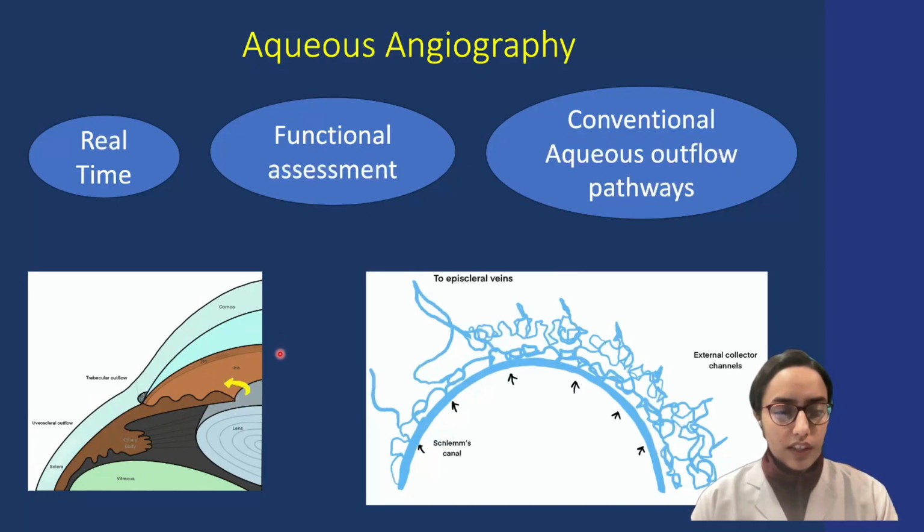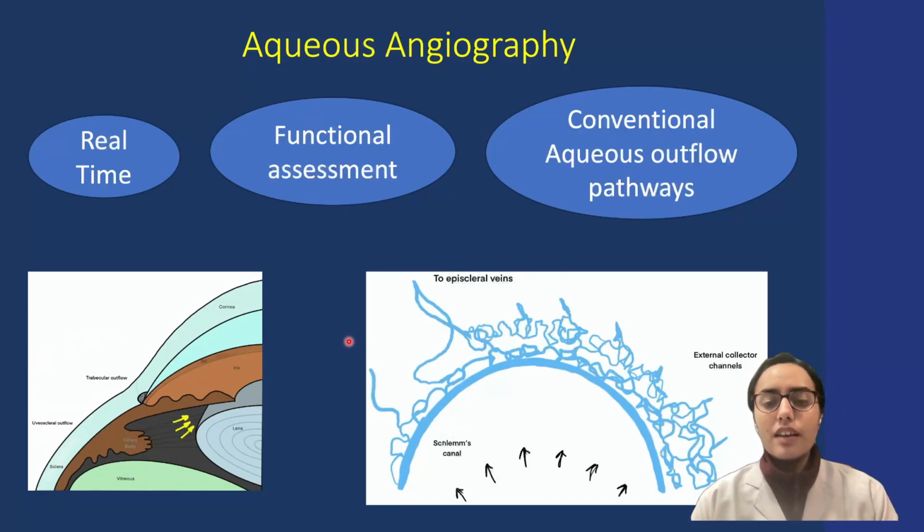As you can see on the left-hand side, this animation shows the aqueous outflow pathways. 70 to 90% of the aqueous outflow occurs via the trabecular outflow or the conventional aqueous outflow. The rest of it is taken care of by the uveoscleral outflow or the unconventional pathway. The animation on your right-hand side is a schematic diagram of the conventional aqueous outflow pathways. And this is what aqueous angiography aims to image.